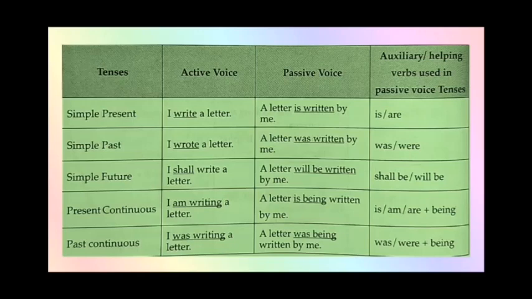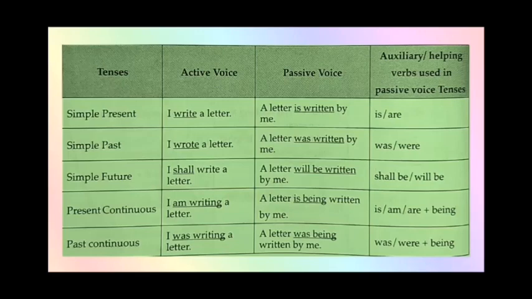So, in the passive we have: a letter will be written by me. The auxiliary verb used is shall be or will be. So, for this sentence we have will be. Next is present continuous tense. I am writing a letter.